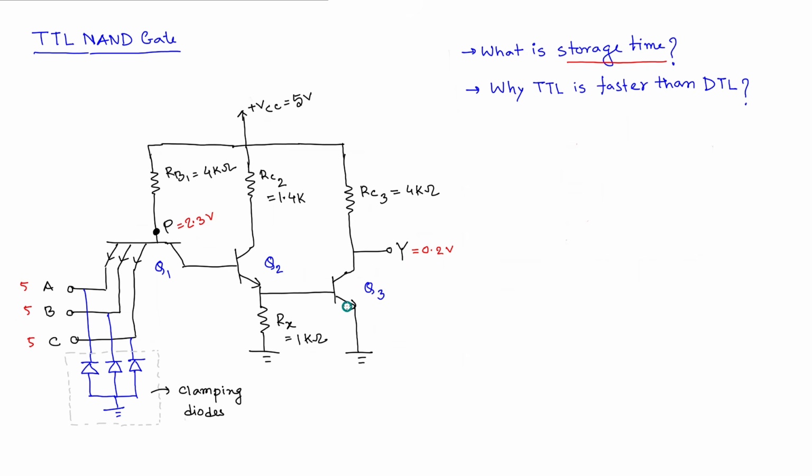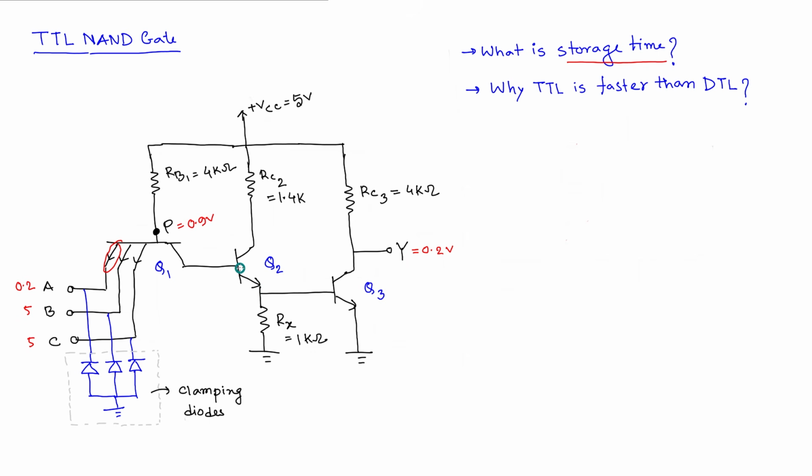Now suddenly if you just change one of the inputs, let's say this one, to 0.2, what will happen? Because of this 0.2, this particular junction will be forward biased, and that will reduce the node voltage at P to 0.9, right? If this is 0.9 volt, then obviously we don't have enough voltage to provide for this junction or this junction or this junction, right? So this particular Q2 was in saturation, try to understand.